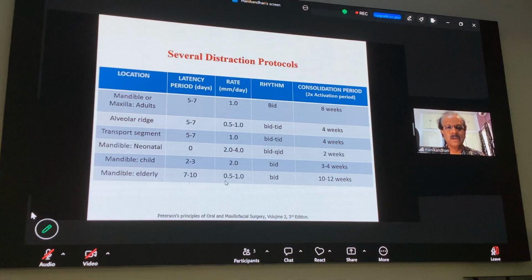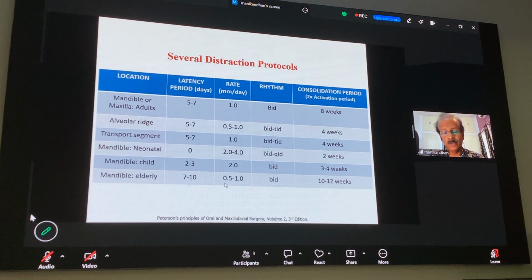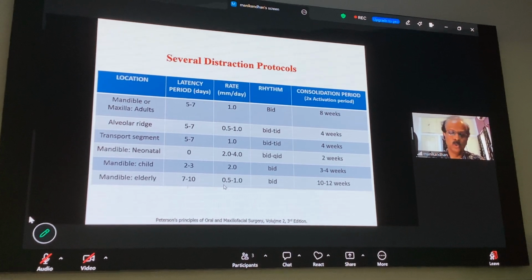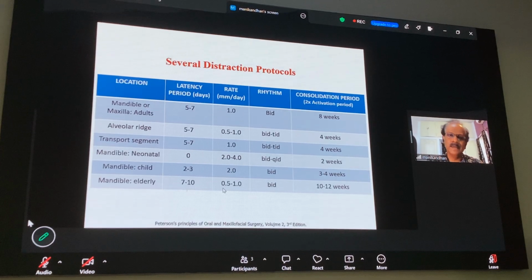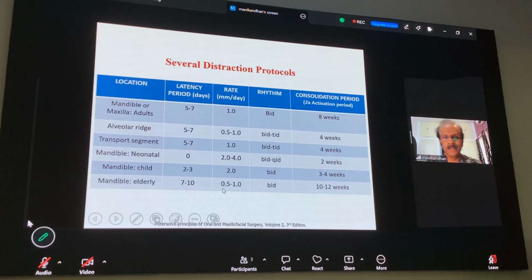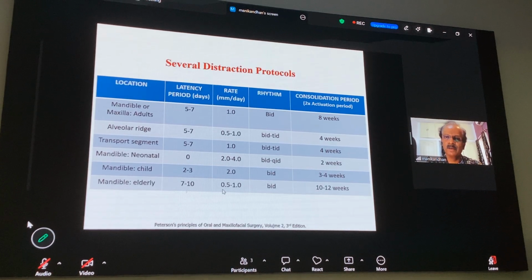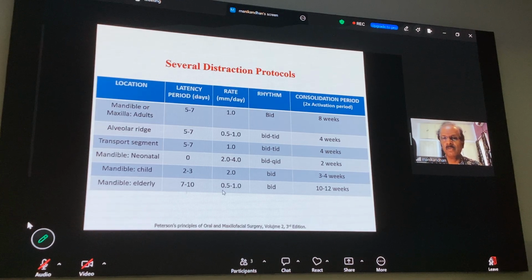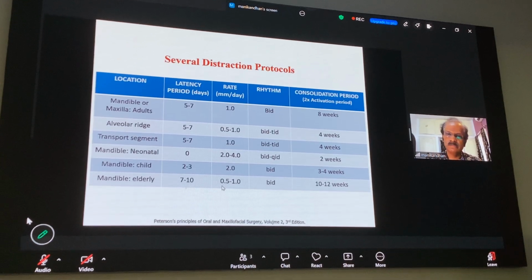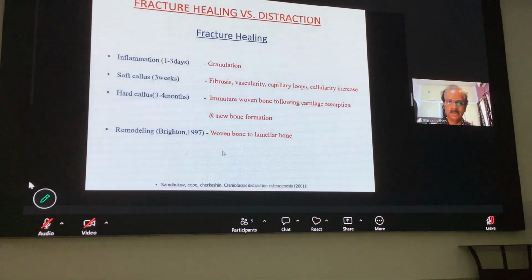So what is very important, see, it's almost the same latency in almost all the cases. Minimum 4 days to 7 days. In some cases, children, you can start to distract in 2 to 3 days. Rate, as I said, 0.5 to 1 millimeter, but 0.5 is even better. Less, it should be more tolerable, less pain. Okay? And depending upon what you want to do, the consolidation period I can still say 8 weeks to 3 months for the mandible, then up to 6 months for radiation-spread consolidation period.